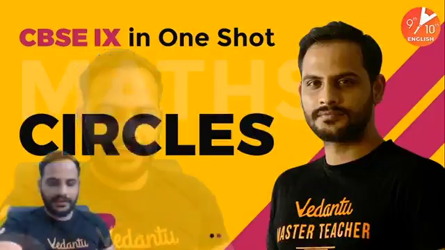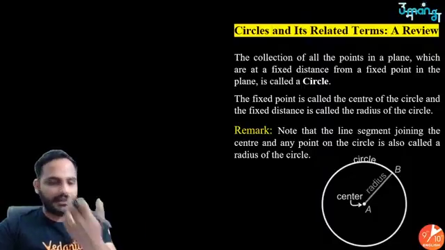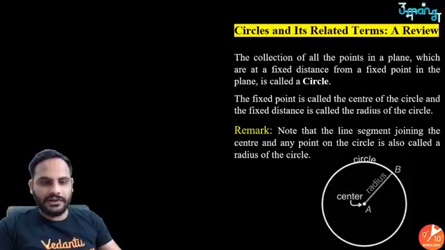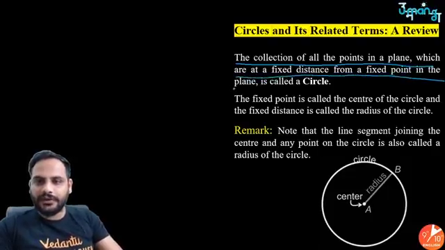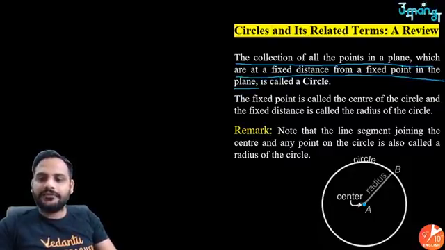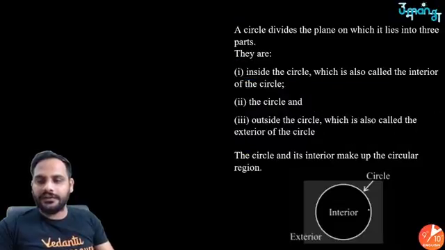So let us start with what is a circle, what are some definitions over there. A circle is a collection of all points in a plane which are at a fixed distance from a fixed point, right? This is the definition of a circle: the collection of all the points in a plane which are at a fixed distance from a fixed point in a plane. This is the fixed point, the radius is the fixed distance. So all the points which are at the fixed distance from this point A will be forming a circle, right? So this is called the radius, center, circle.